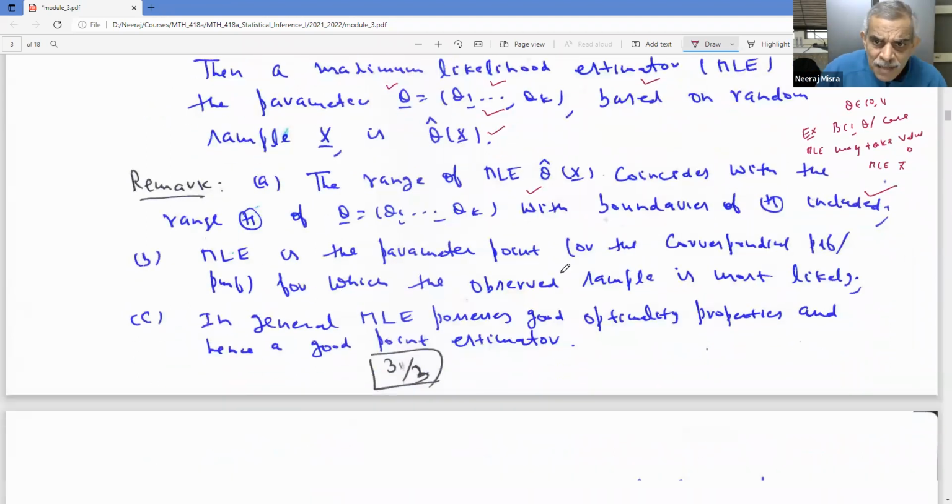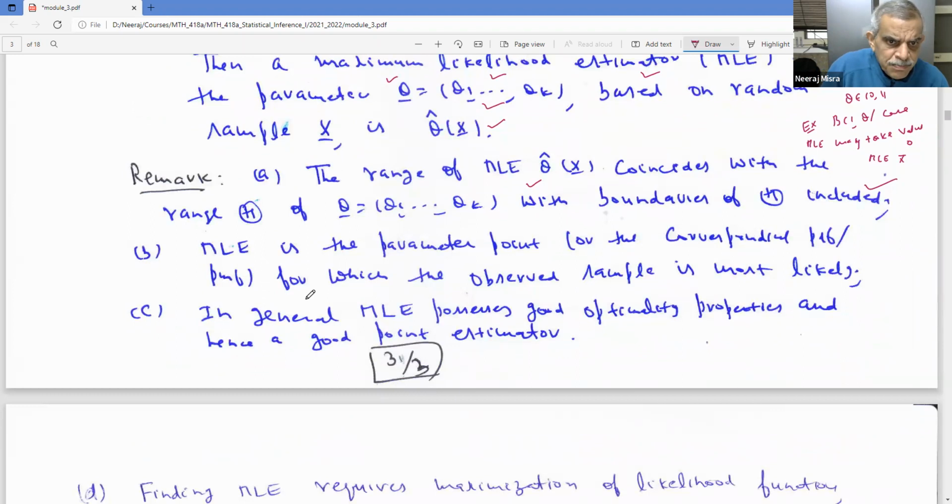So MLE of the parameter or the corresponding PF for which the observed sample is most likely, so that we have already seen. In general, MLE possesses good optimum properties and hence a good point estimator. So these maximum likelihood estimators are the most popular estimators because they have very good optimal properties, as we will see in the later course, that they have very nice properties.